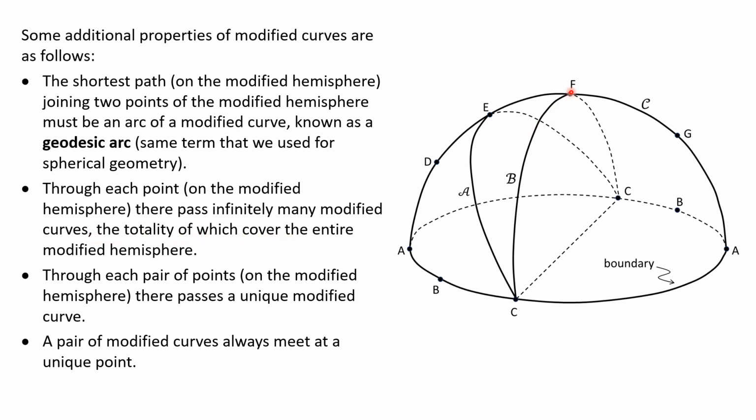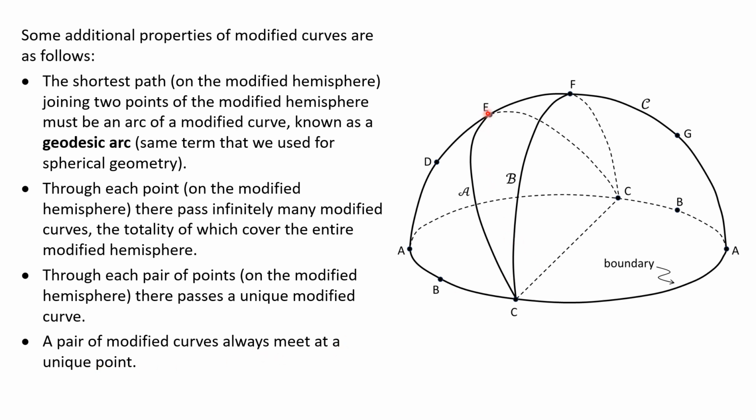You can see this here from F. If you took all the different curves going through F, that would cover the entire hemisphere. You may want to try to visualize that for E. It's a little bit harder to see for E or D. Through each pair of points, there passes a unique modified curve. So you pick any 2 points and you're going to get one modified curve going through them. A pair of modified curves always meet at a unique point.